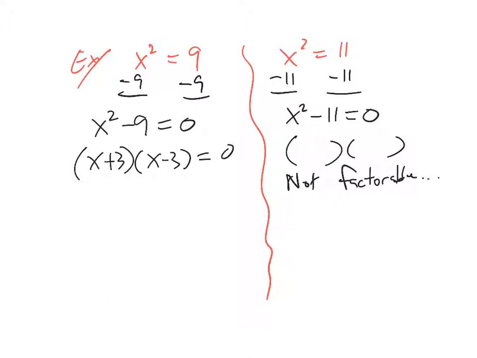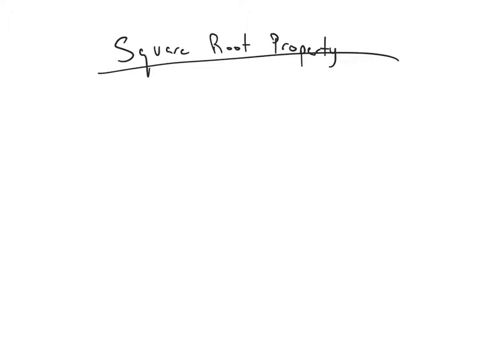So because it's not factorable, we need a new technique. All right, so this new technique, let me go ahead and start a new page here. This new technique is going to be called our square root property. And some of you have seen this before. All right, it's called our square root property. And let me show you what it looks like.